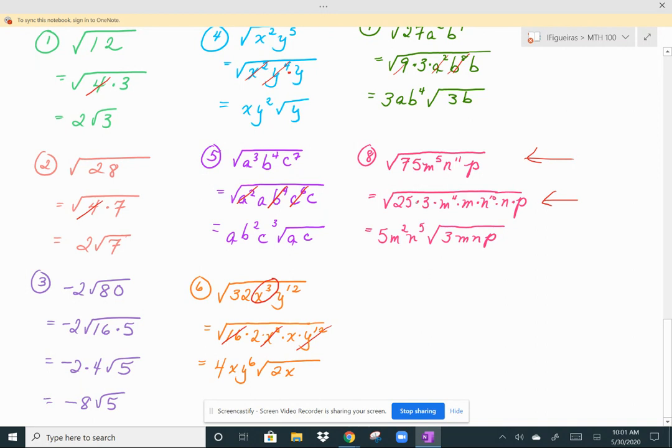All right, so the square root of 25 is 5. That comes out. Square root of m to the 4th is m squared. That comes out. Square root of n to the 10th is n to the 5th. That comes out. That's what you see here. And then the parts that stay in the radical are the 3, m, n, and p.